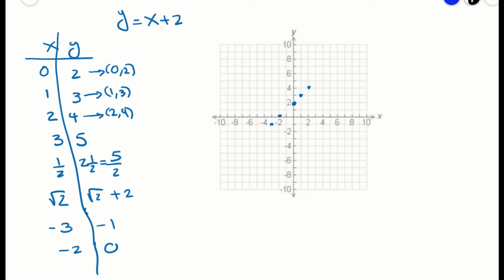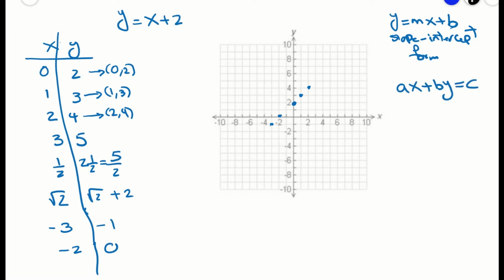And this is not surprising. This is always going to happen with equations of this type when you have y equals mx plus b. That's a linear equation in slope-intercept form. We'll learn about those concepts more as we proceed, but one form of lines or linear equations is this slope-intercept form. Another one is ax plus by equals c. This one is standard form.